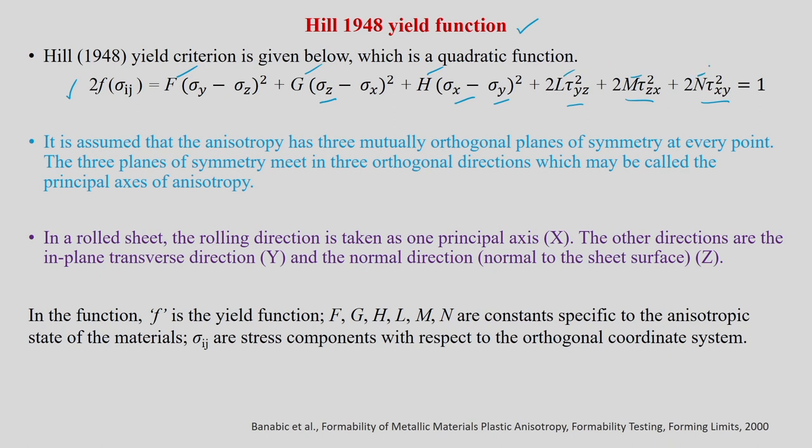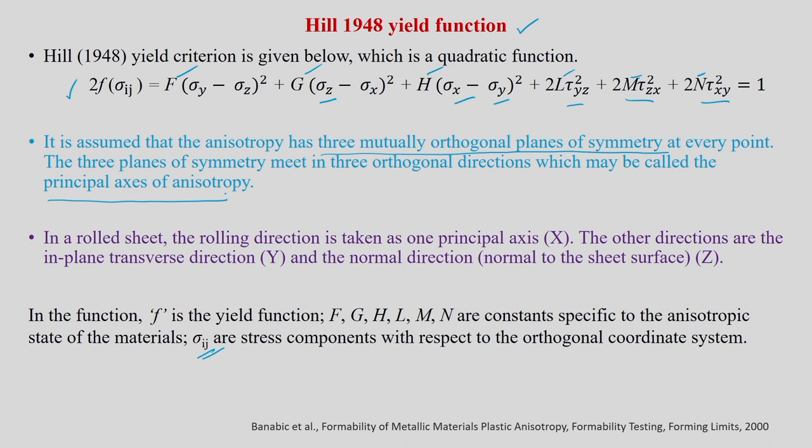F, G, H, L, M, N. These six values, okay, F, G, H, L, M, N, are actually constants which define the anisotropic state of the material, and sigma ij, as I told you, are the stress components with respect to the orthogonal coordinate system. So when we propose this particular yield function in this way, it is assumed that anisotropy has three mutually orthogonal planes of symmetry at every point. Okay, three mutually orthogonal planes of symmetry. This is very important. This is where the Hill 1948 yield function stands actually. So the three planes of symmetry meet in three orthogonal directions, which are nothing but the principal axes of anisotropy.